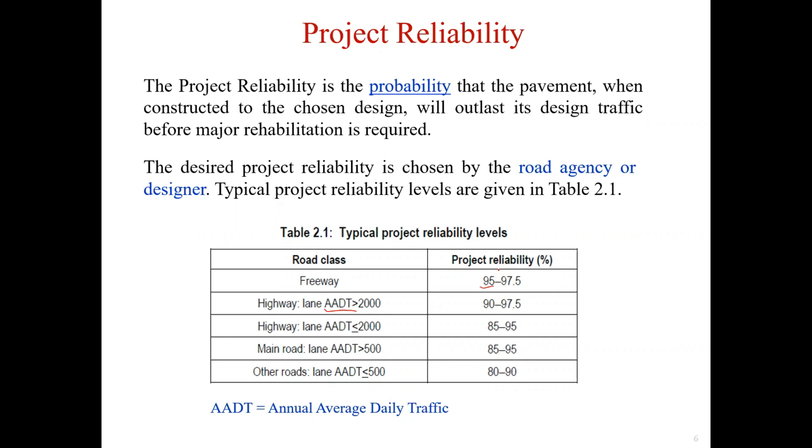And you can see the reliability levels that people use are often related to the importance of the road. You may be prepared to take up a little more risk for a lightly trafficked road compared with a heavily trafficked road, where the consequences of early distress result in significant road user cost to rehabilitate the pavement. We can see that the larger the AADT, the higher the project reliability from this table 2.1.